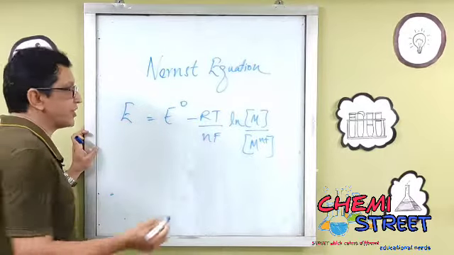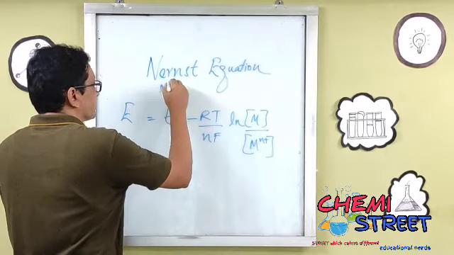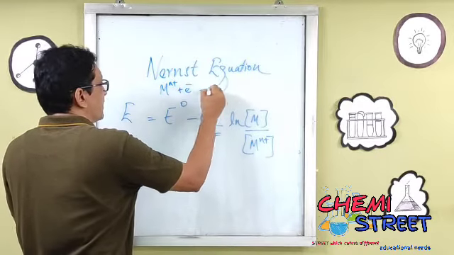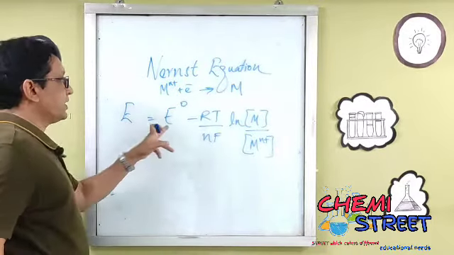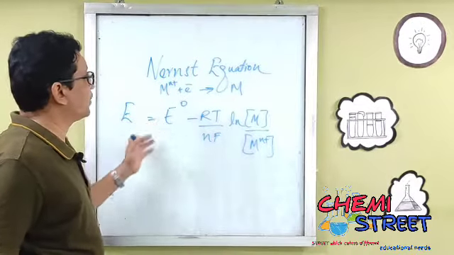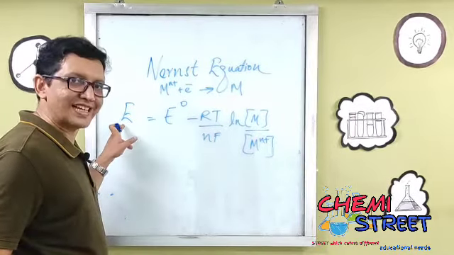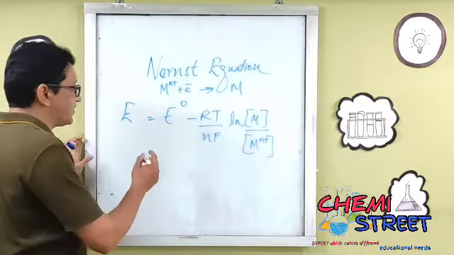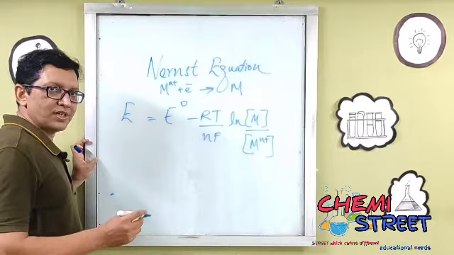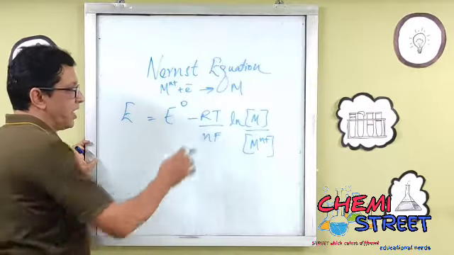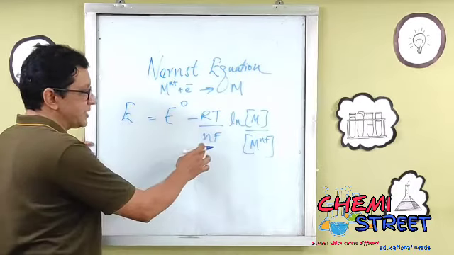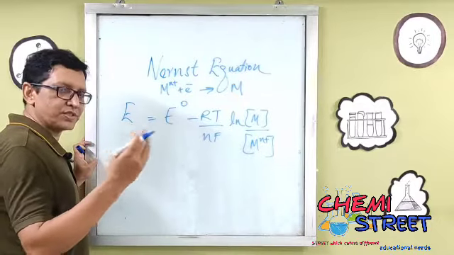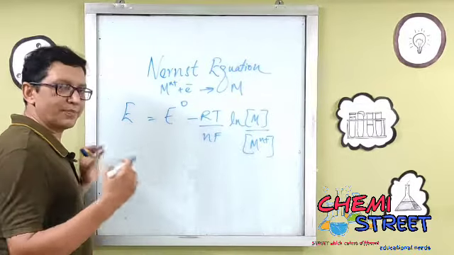Shall we have a general reduction equation in which Mn+ plus n electrons is getting reduced to M. So this is the Nernst equation, the simplest form of the Nernst equation. You have to derive it and find out the simplest way you could calculate the value of E, the single electrode potential of an electrode. Shall we see? E0, what is E0? The standard electrode potential of the electrode. R is the universal gas constant. T is the temperature. N is the number of electrons transferred during that particular reaction.